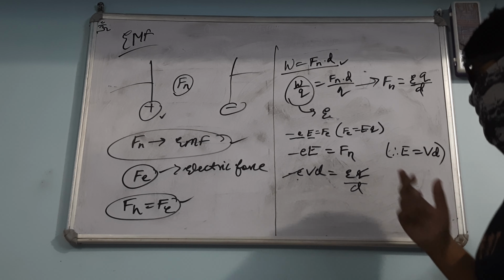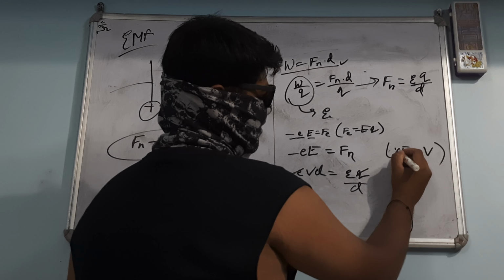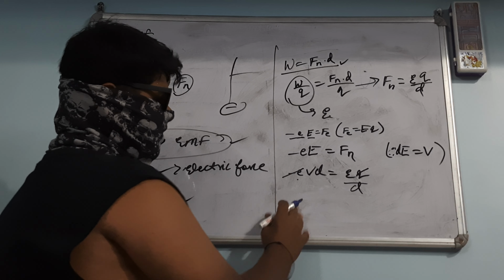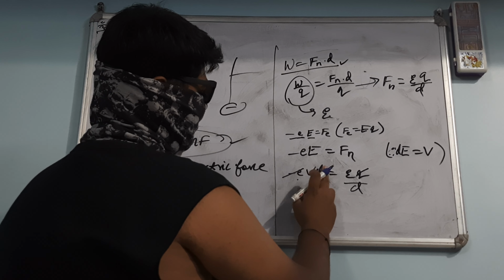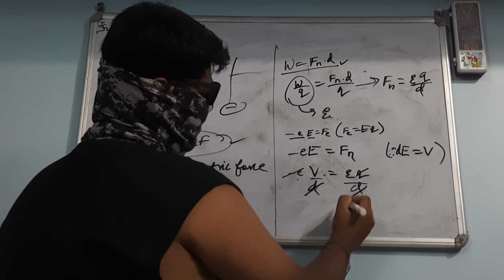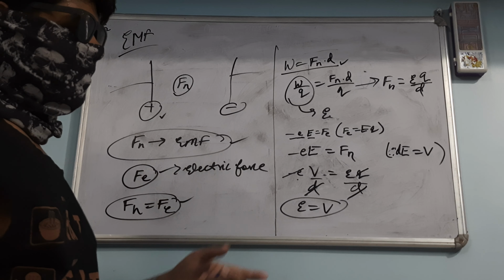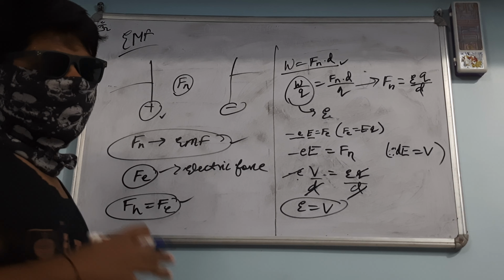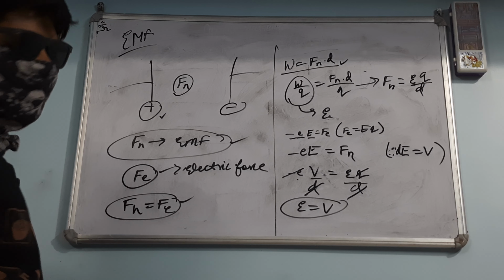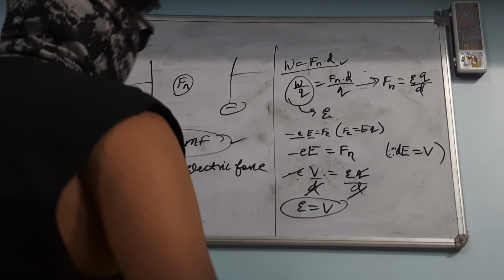Sorry, I made a mistake here. As we know, the potential is V is equal to E into D. That's why it was getting wrong. So this is E is equal to V by D. D and D get cancelled. So we can see we got EMF is equal to potential. So that's why when we were studying electrostatics, we used EMF is equal to potential difference. This is electromotive force.